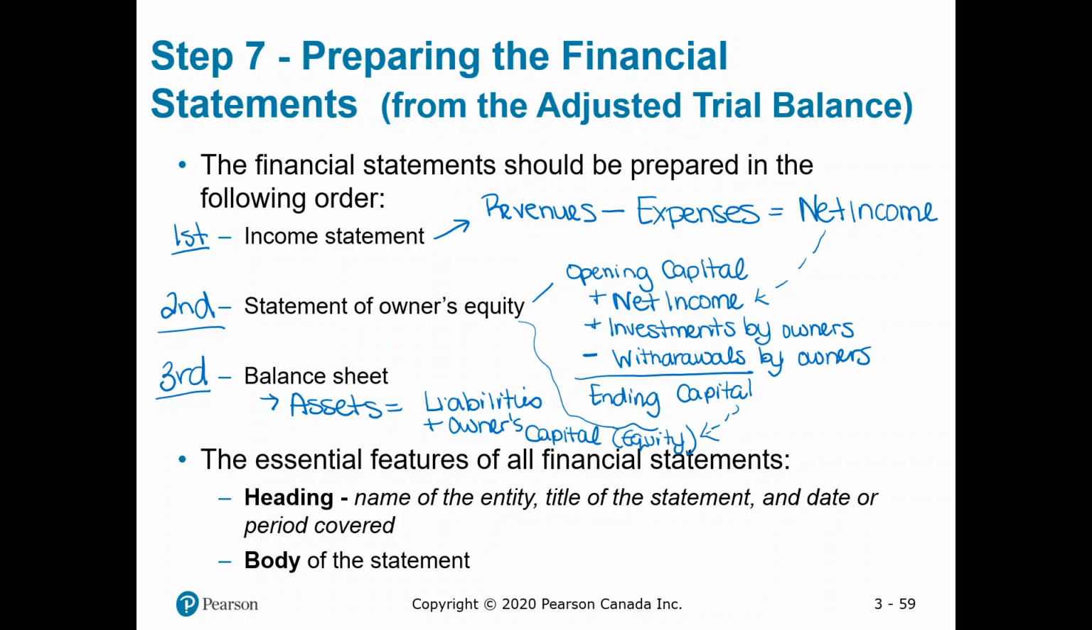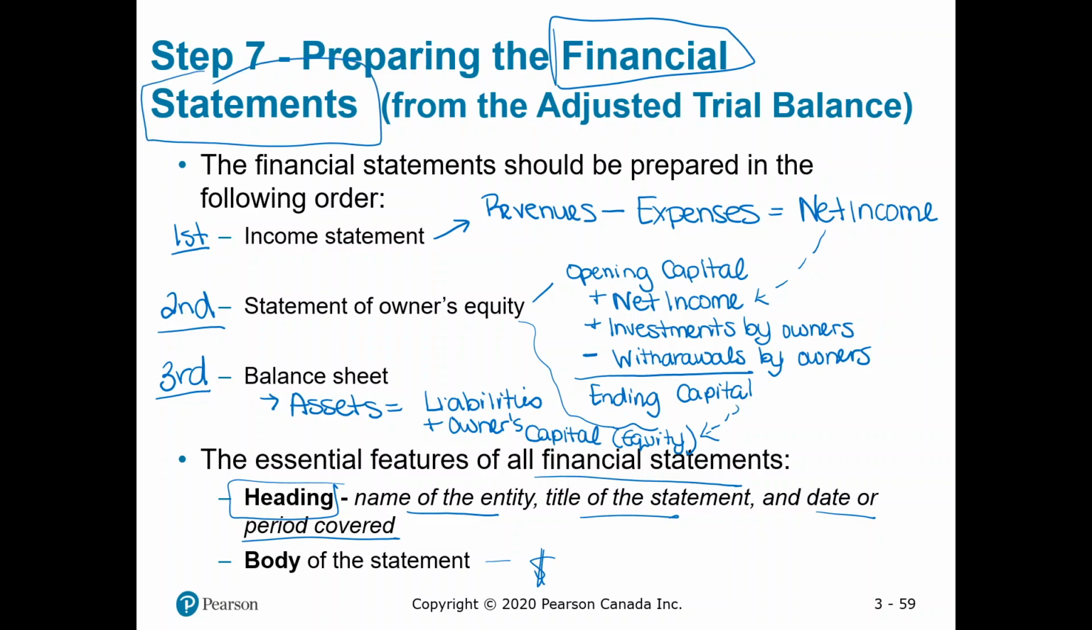Also, when we're preparing each of these statements, remember we need the heading at the top that has the name, the title of the statement, and either the date, so as at a date, or the period of time that is covered. And then the body is just all of our numbers in there. So just a quick reminder about the financial statements. You can look back to Chapter 1 for more detail of how to prepare those. So now we've gone through steps 1 to 7.